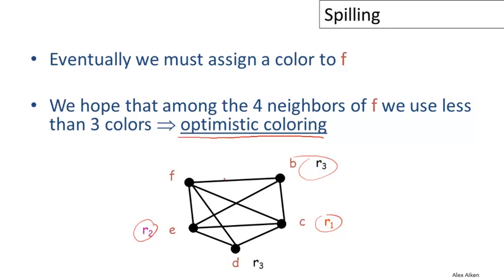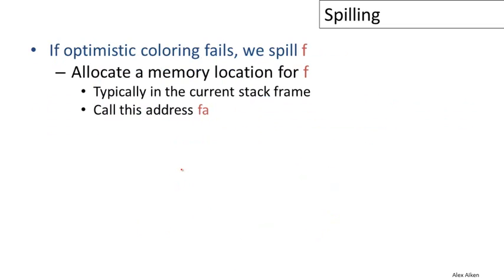In fact, F had more than k neighbors, and after we color the subgraph, it turns out that those neighbors are using all k, in this case 3, of the register names. And so there is no register left over for F, and we're going to have to spill it and store it in memory. So if optimistic coloring fails, as it does in this example, then we spill F.